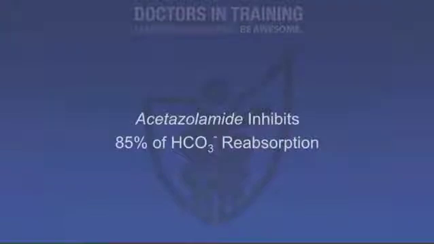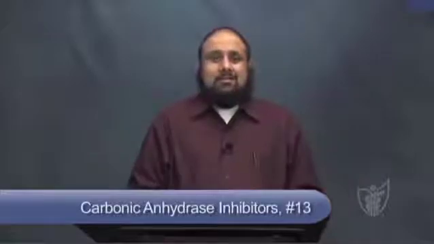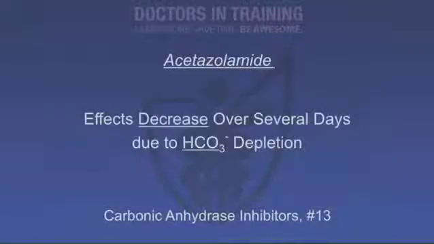It's, again, secreted in the proximal convoluted tubule, the S2 segment. What it's going to do is inhibit about 85% of bicarbonate reabsorption. Some is absorbed at other sites in the nephron, so it's basically going to result in about a 45% net reabsorption. Now, the reason we don't really use it as a diuretic is because its effect actually decreases over several days of use due to bicarbonate depletion. I guess your body just tends to run out, and once it runs out, the drug really doesn't work that well anymore as a diuretic.